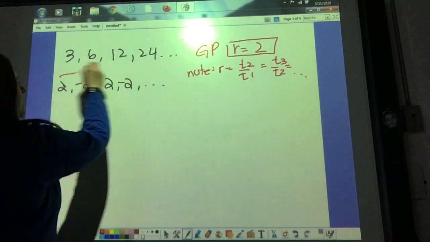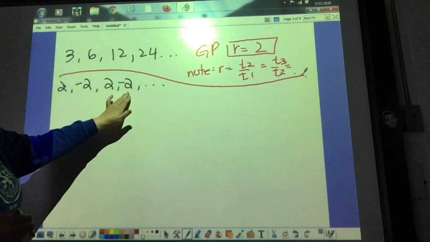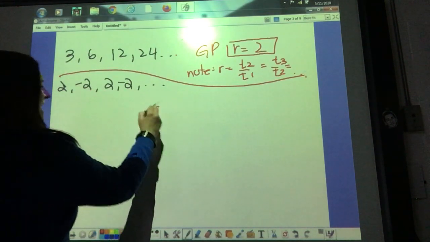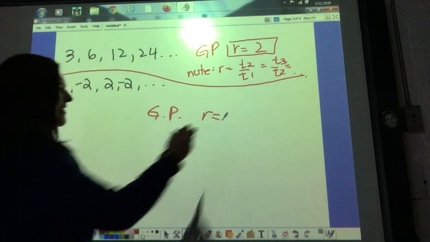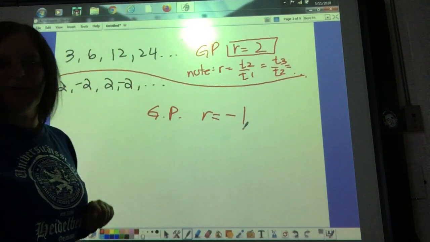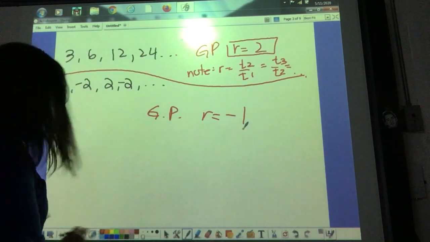Okay, now let's look at our next example. They went close together here: 2, negative 2, 2, negative 2. Is that a geometric sequence? Sure is. It looks like it's not at first, but the R value is negative 1. So it's kind of a weird one. It looks like you're just flipping back and forth, but it really is an R value of negative 1. Okay, so I think that's enough examples.